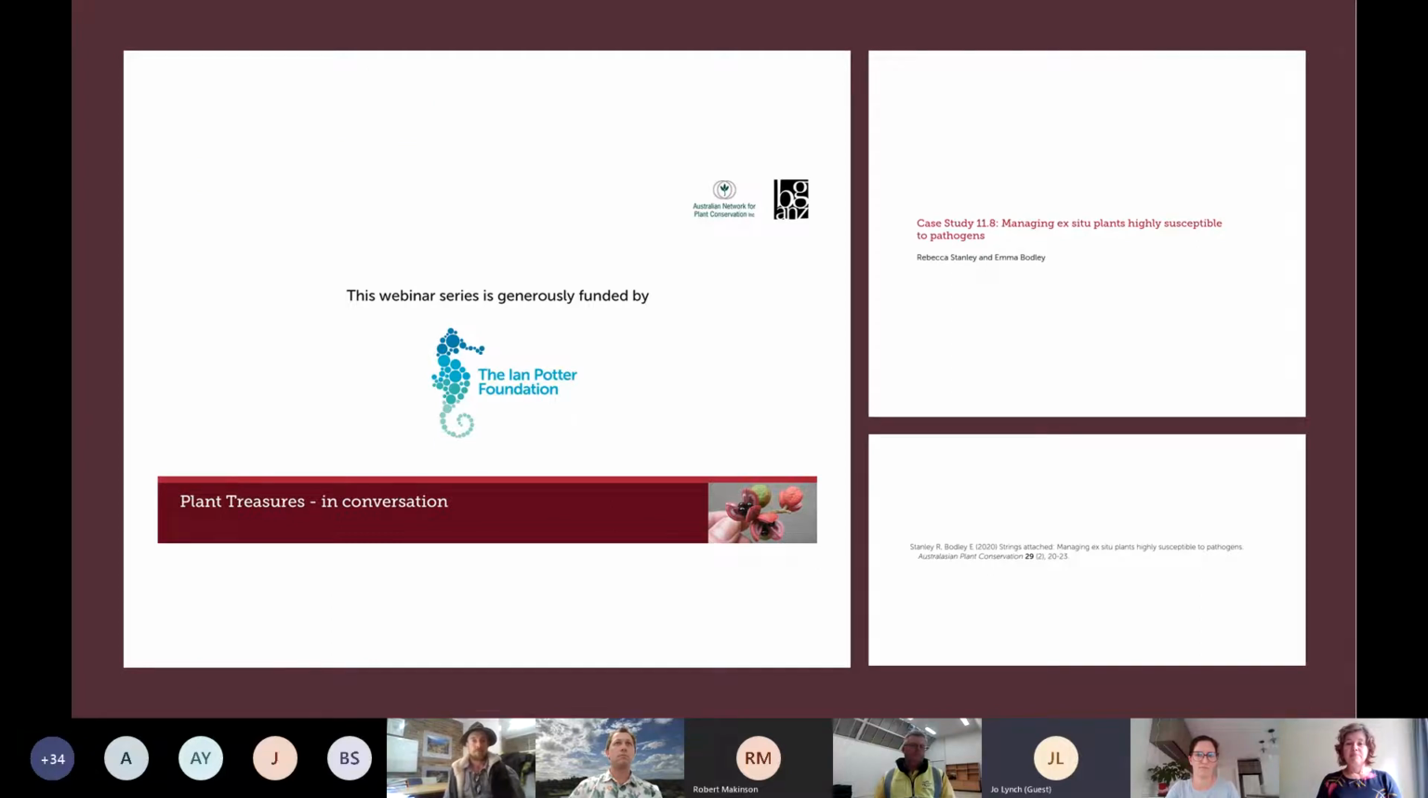Both of these case studies are written up in the Germplasm Guidelines, case study 11.8, and Emma and I have also written it up in the Australian Plant Conservation Journal. Thank you so much.